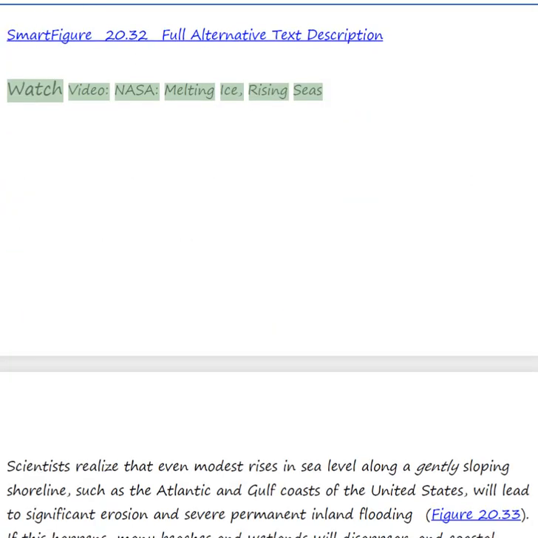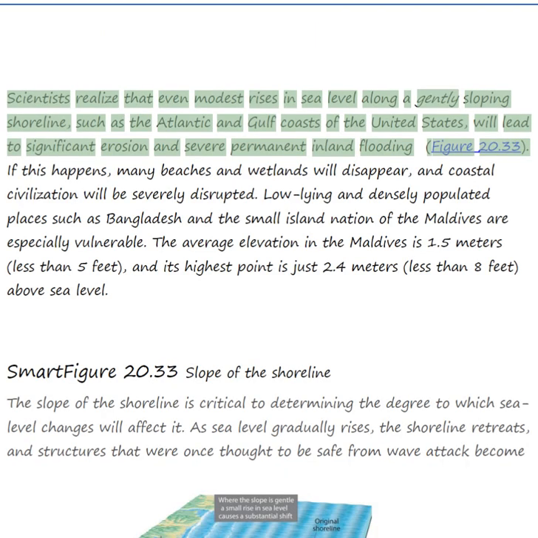Watch video, NASA, melting ice, rising seas. Scientists realize that even modest rises in sea level along a gently sloping shoreline, such as the Atlantic and Gulf coasts of the United States, will lead to significant erosion and severe permanent inland flooding.